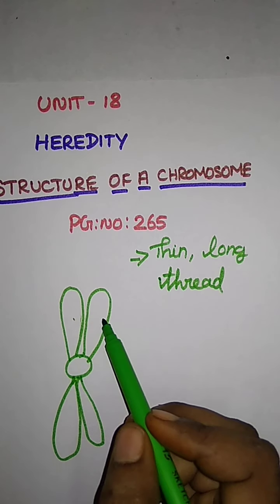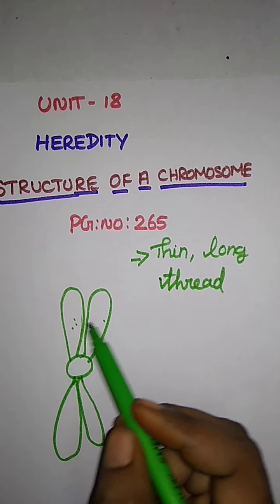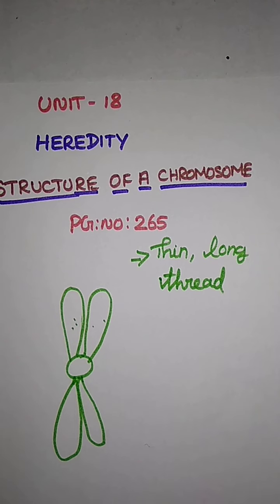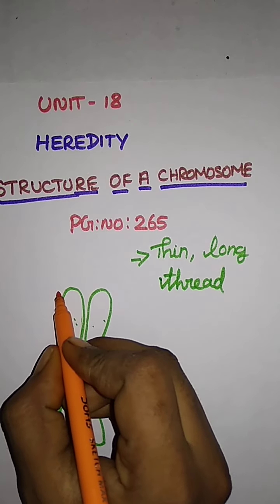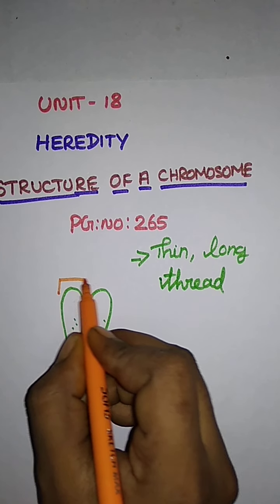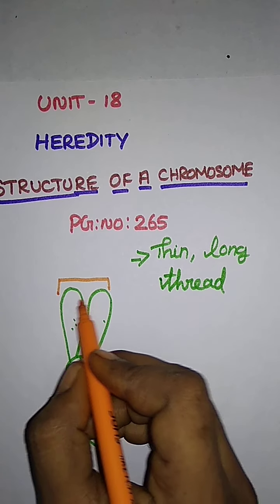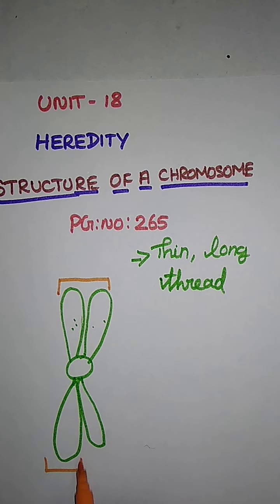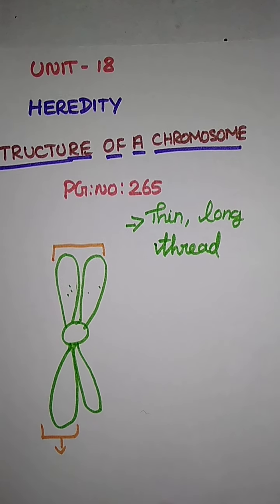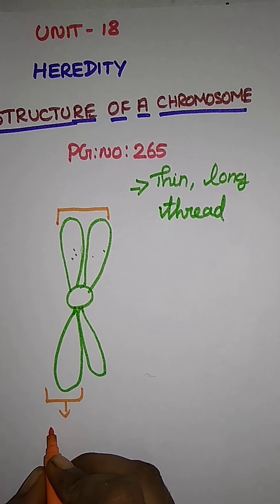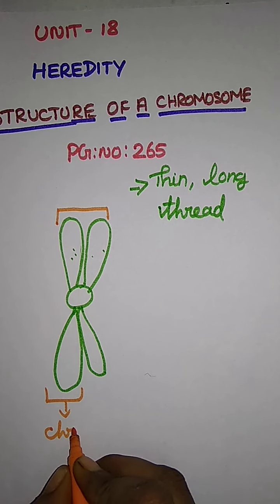They contain two identical sister chromatids. Here they contain two strands, so for that reason they are given the name two identical sister chromatids. This is one chromatid, this is another chromatid. What is this? Chromatid. Just write it. Label this.